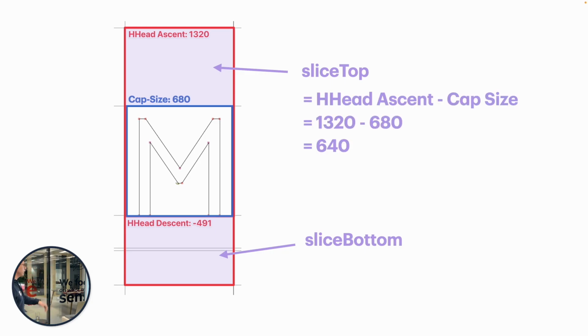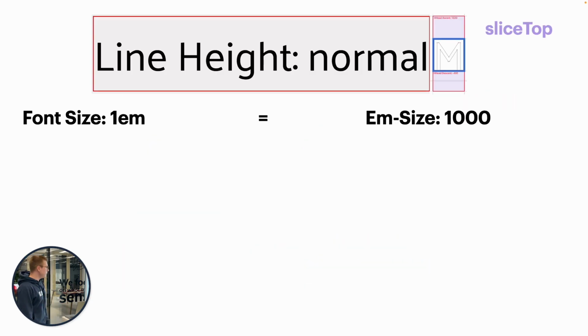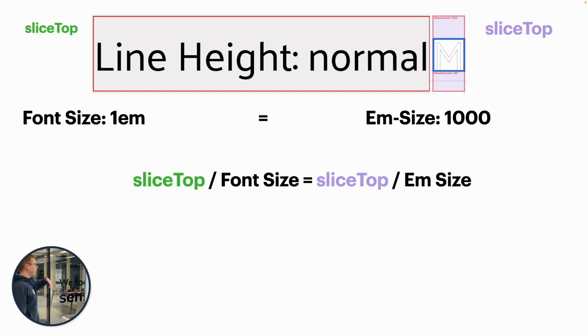The height of the top one is fairly easy to calculate. It's just the ascent minus the cap size. And we arrive at a height of 640. The sliced bottom is even simpler because it's really, again, just the height of the descent, which is 491. And now we do the exact same math as we did earlier for calculating the height of the text. So again, we say 1 EM now equals the M size of 1000. We know the height of the sliced top. We want to get the height of the sliced top in the browser. We have the same formula.